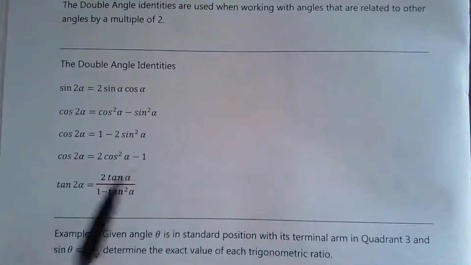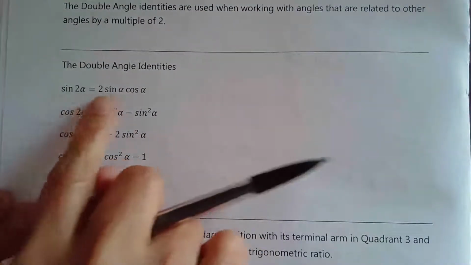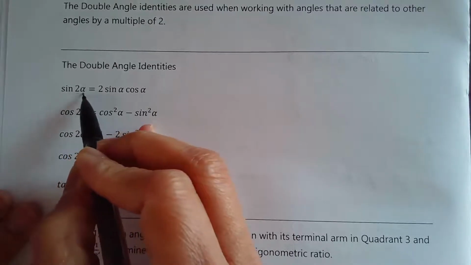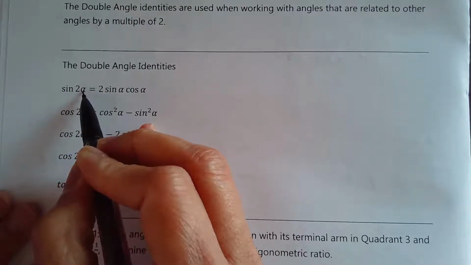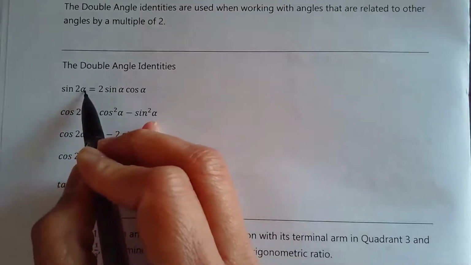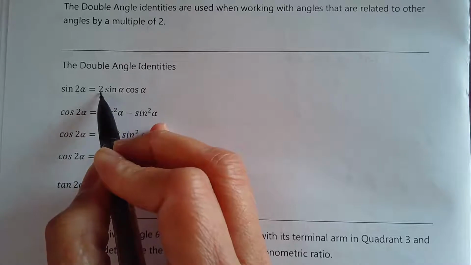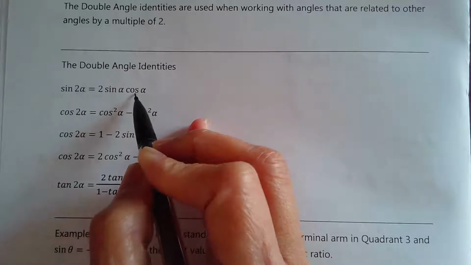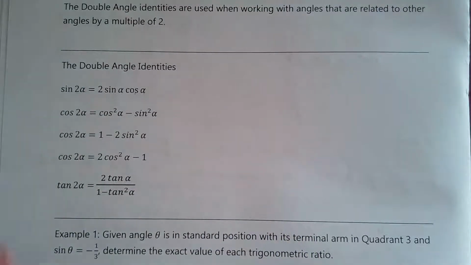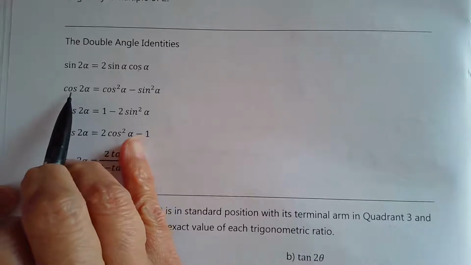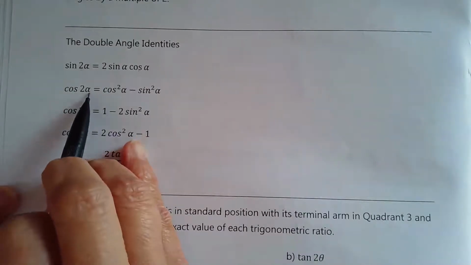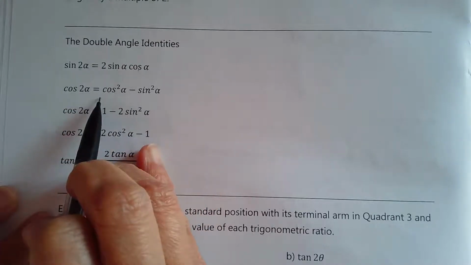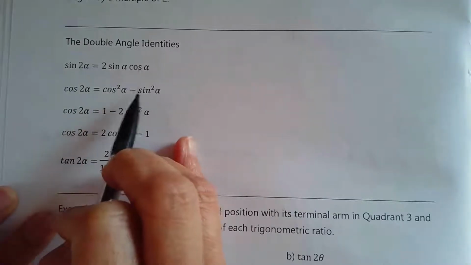Let me read this for a second. When we have the sine of 2 times an angle, so if we double the angle, say the angle is 30 degrees, and then double that, it's equal to 2 times the sine of alpha times the cosine of alpha. Now what about cosine of 2 times alpha? That's the same thing as cos squared alpha minus sine squared alpha.